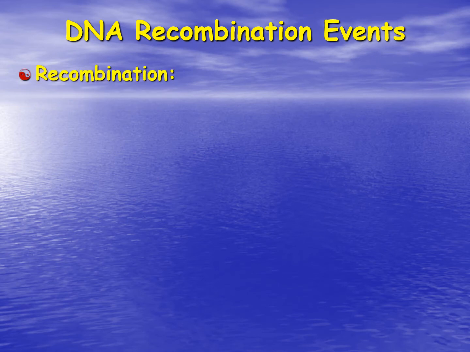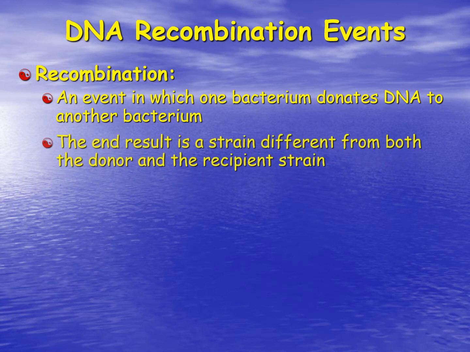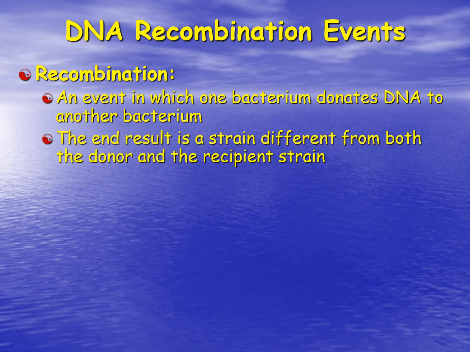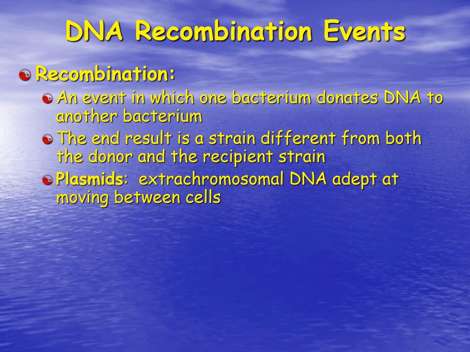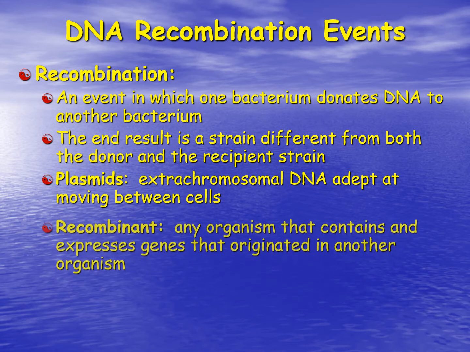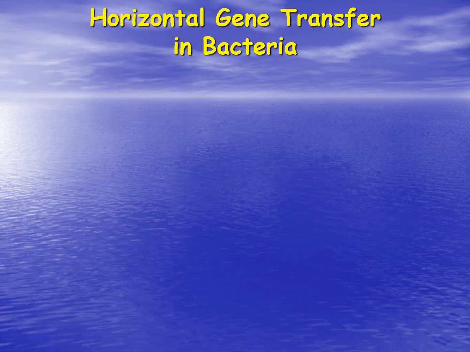Now, DNA recombination. This is an event in which one bacterium donates DNA to another bacterium to make a new recombined organism, or recombinant. The end result is a strain different from both the donor and recipient strain. And plasmids play a big role here in that they are very adept at moving between cells through the pilus. A recombinant then is any organism that contains and expresses genes that originated in another organism.